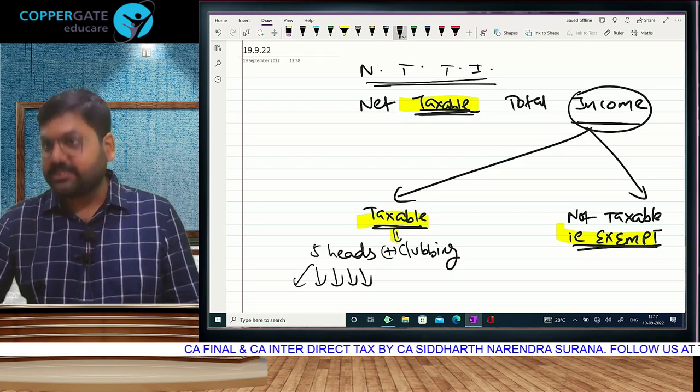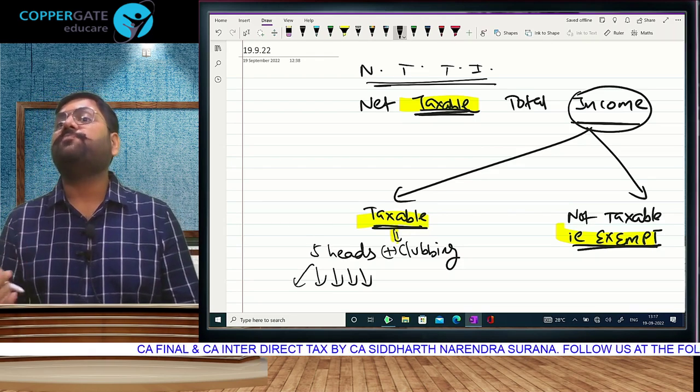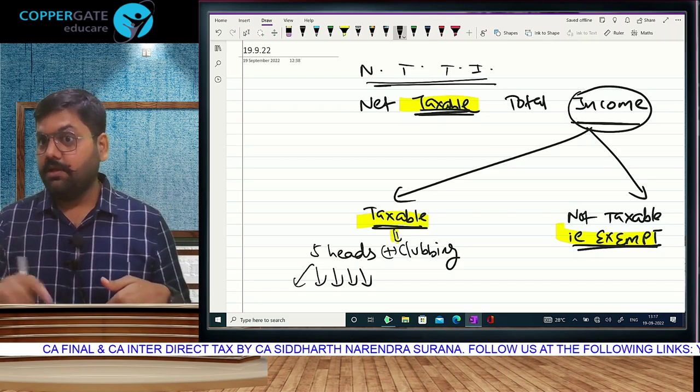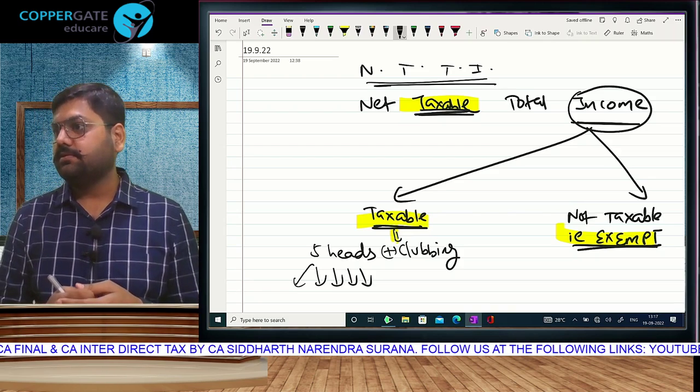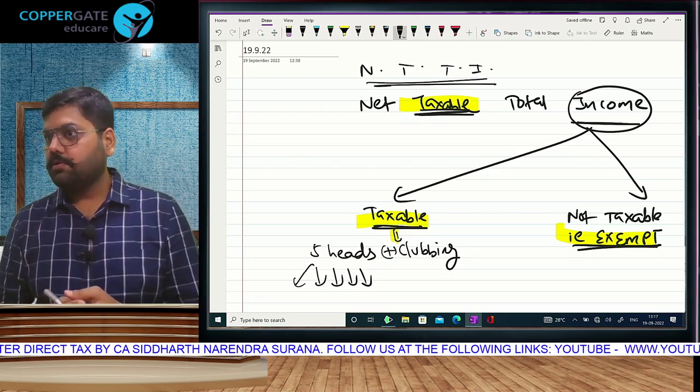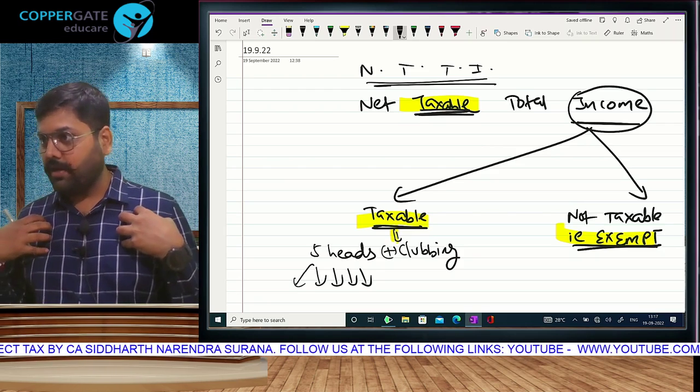But ठीक है. This is which clubbing? Where one person has to include in his own taxable income earned by someone else. It may come out to you as a surprise. बोला सर ऐसे कैसे? I earn income, I pay tax.